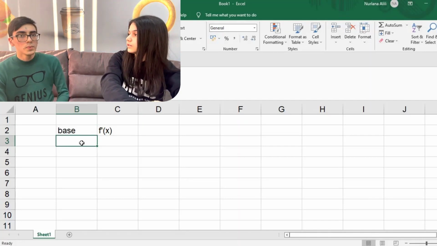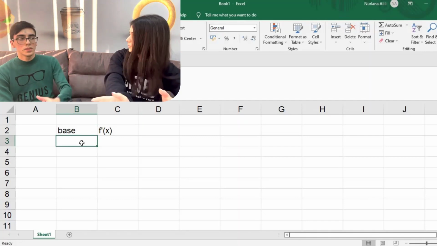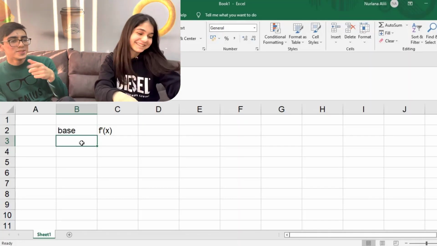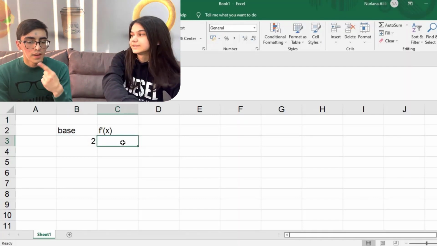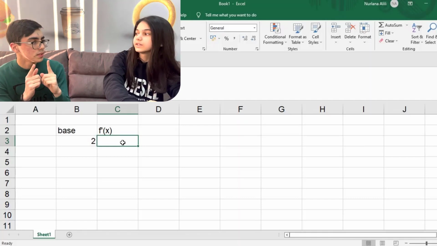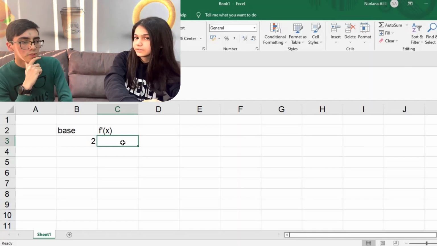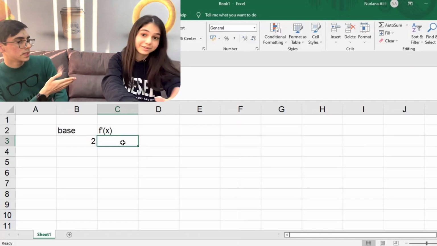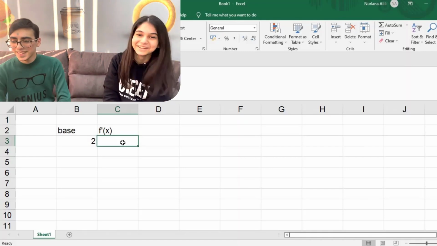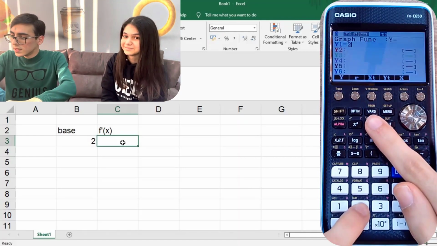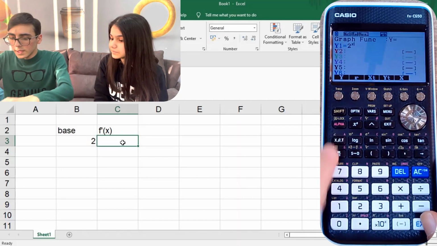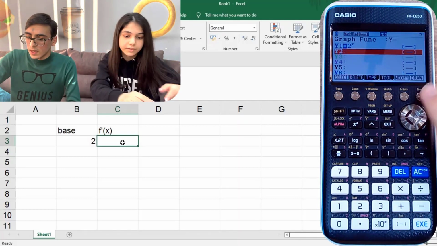We'll use the most basic exponential function, 2 to the x. It's a function that doubles itself with every additional x. To find the derivatives, we have a graphing calculator with us. I will write 2 raised to the power of x.